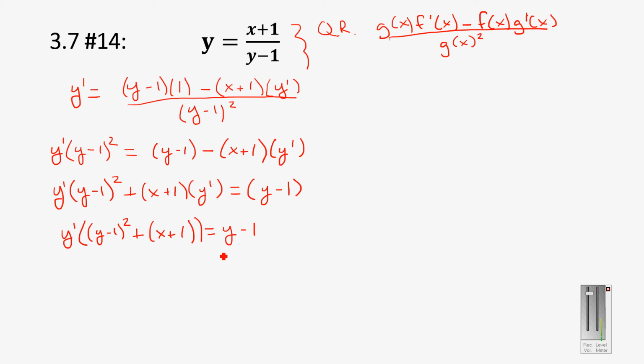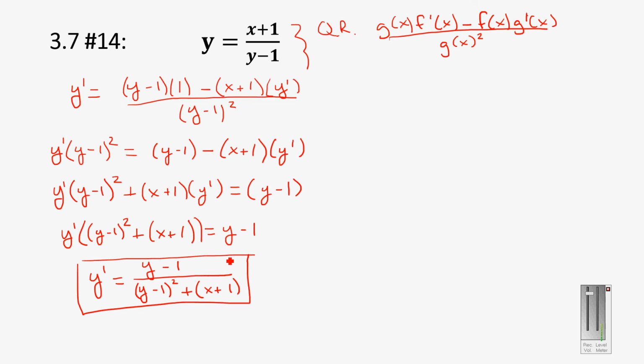I kind of like that. That looks like it's pretty good. And finally, I could actually solve for y prime. Now this is going to be a little bit messy, but y prime, if I divide all of this side and put it over there, is y minus 1 over y minus 1 squared plus x plus 1. And look at that, we've got a solution for y prime. It's not pretty, but it is a correct solution.